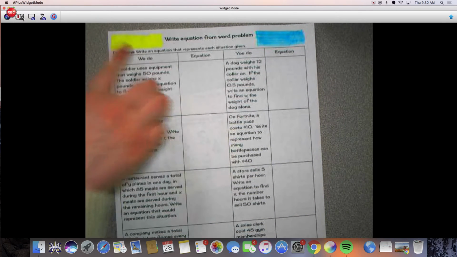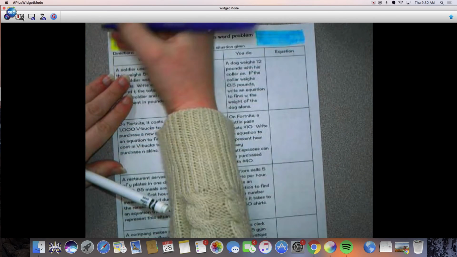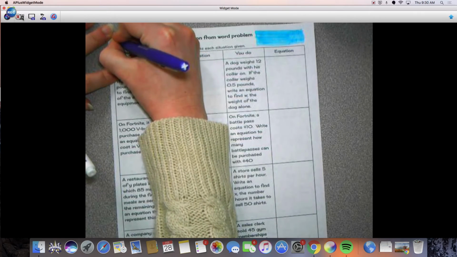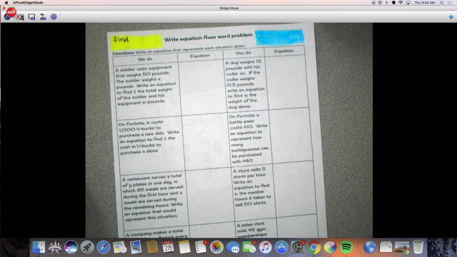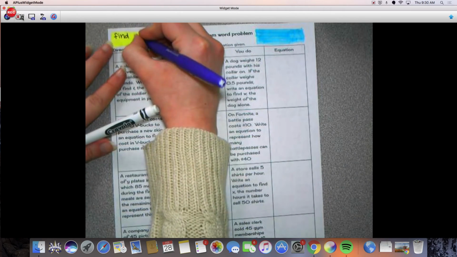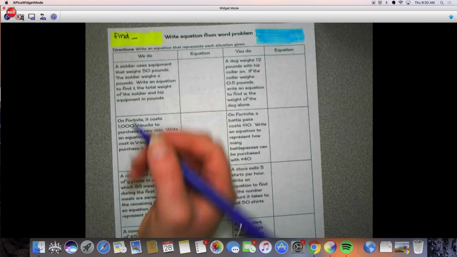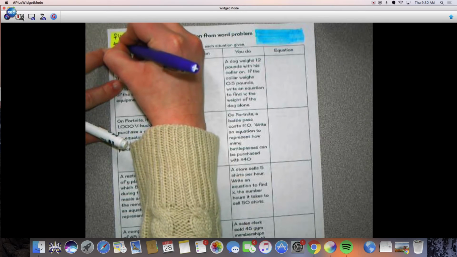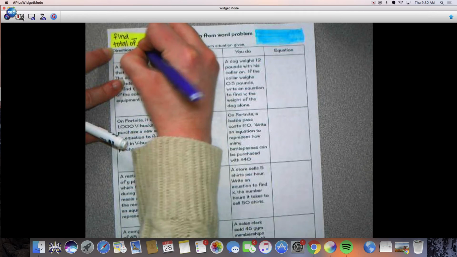All right, in your yellow box, I want you to write 2 words. I want you to write "find blank". There would be a number or a letter there. And I want you to write "total of blank."